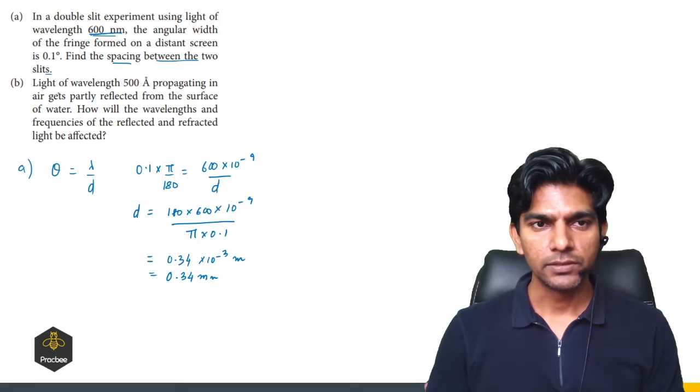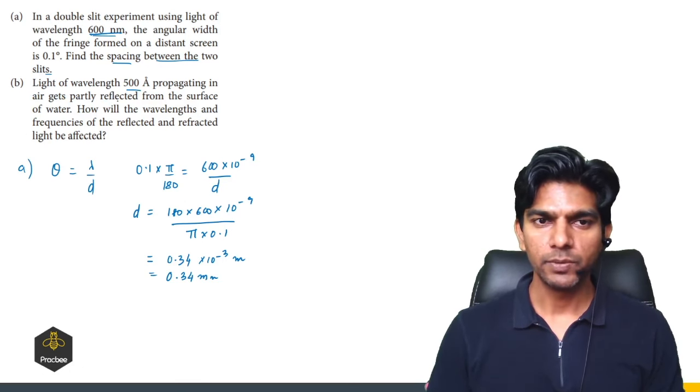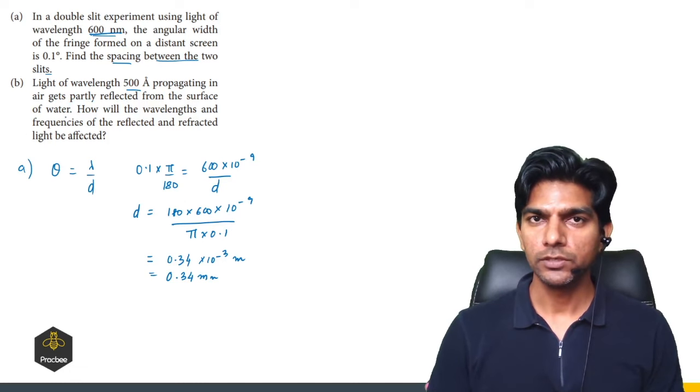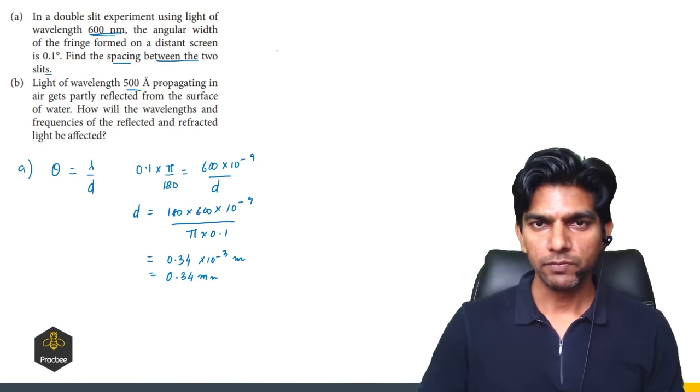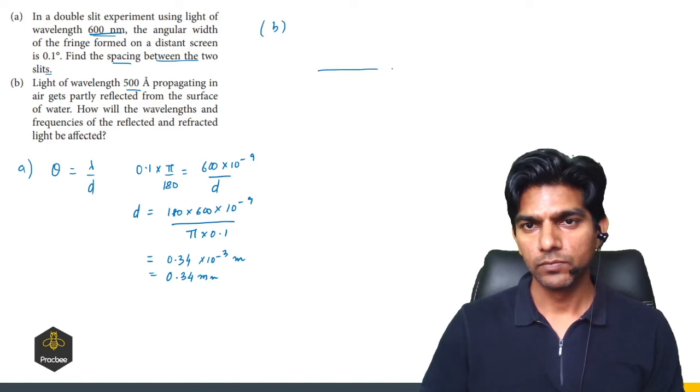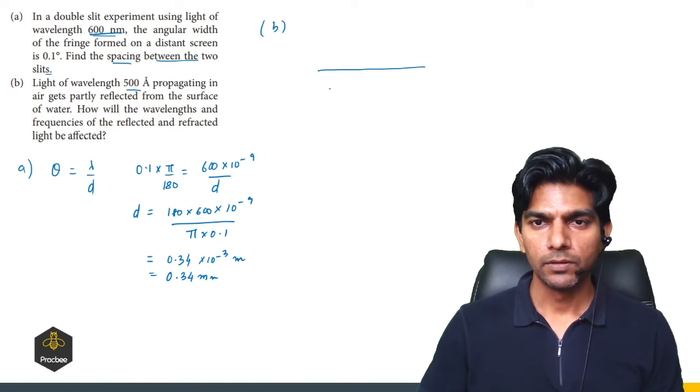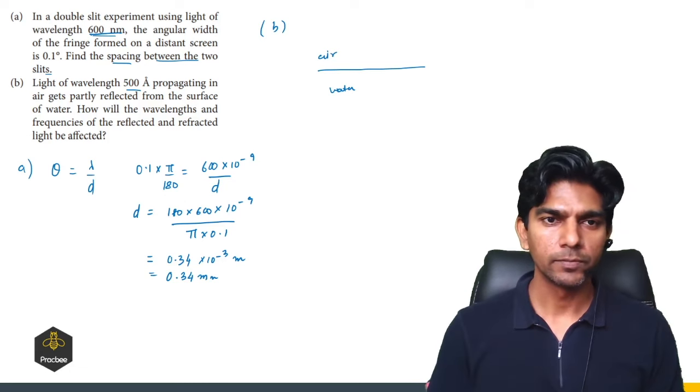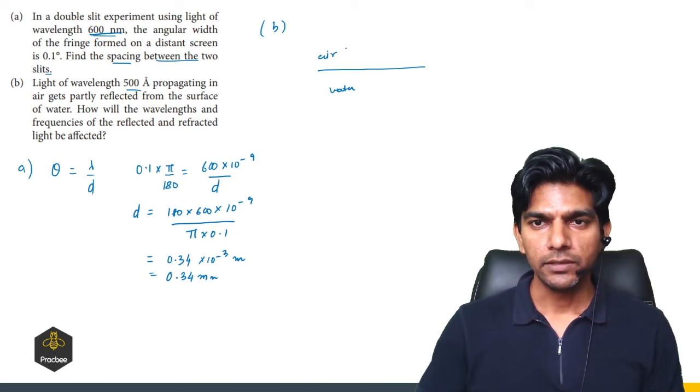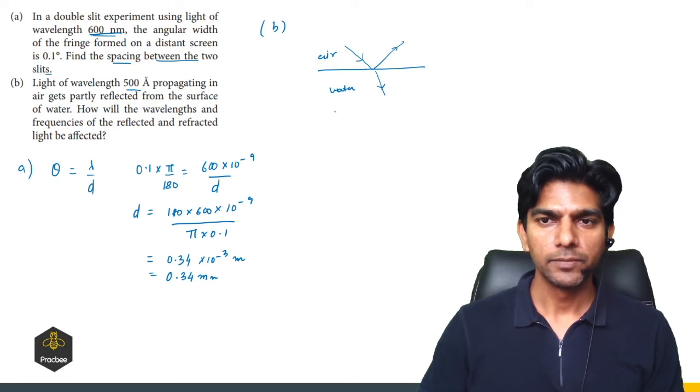Now let us see the B part. Light of wavelength 500 angstrom propagating in air gets partially reflected from the surface of water. So we have water, and this is the interface which is separating air and water. Partially it is getting reflected and partially it is getting refracted, right?